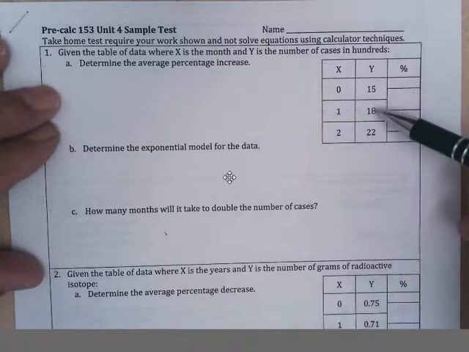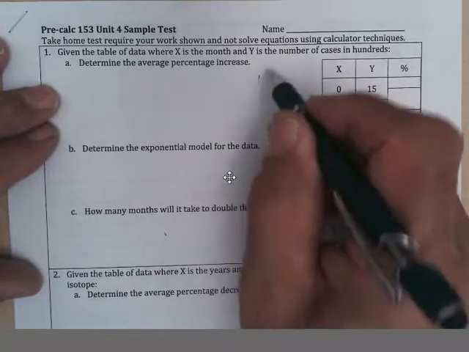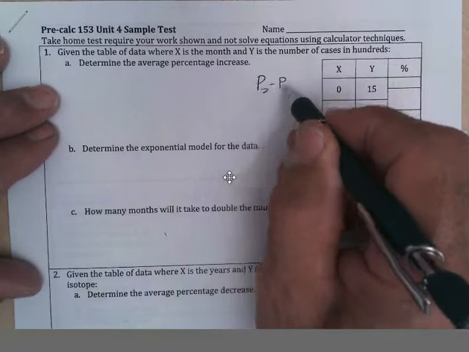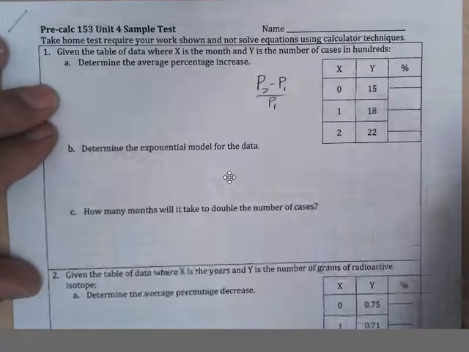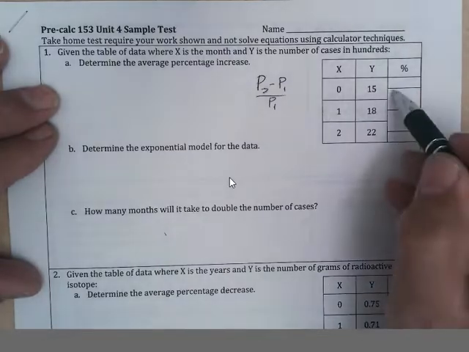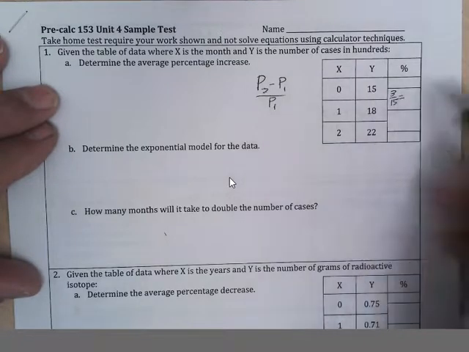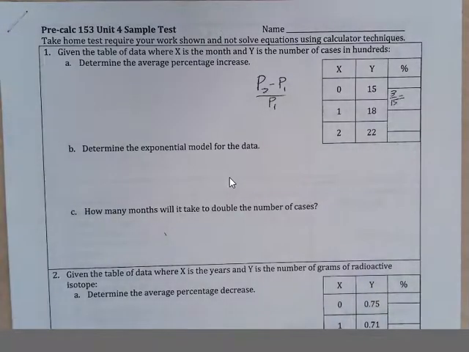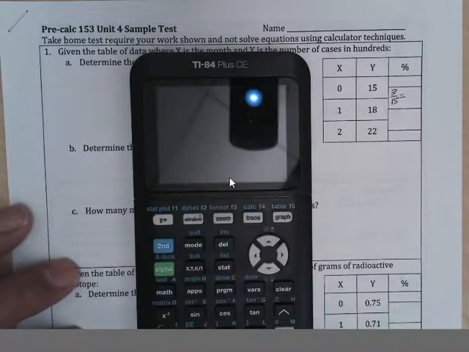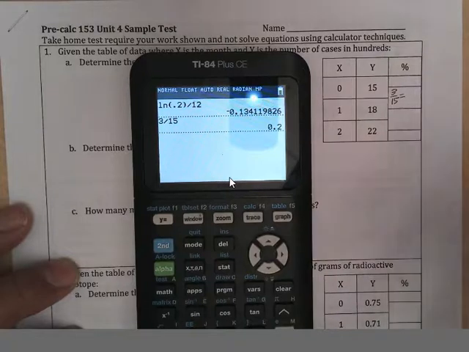So we figure out the percentage increase here by finding how much it increased, and the formula was P2 minus P1 divided by P1. P2 minus P1, 18 minus 15, that's 3, divided by the beginning one, 15, which, if I take out the calculator, I believe is 1/5 or 0.2. 3 divided by 15 is 0.2.